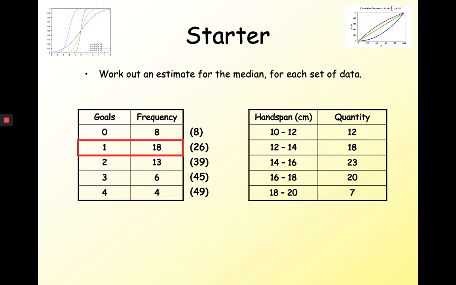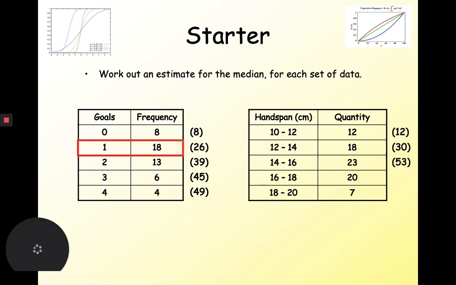So 49 divided by 2 is, well, 50 divided by 2 is 25, and you can see that is in the number of 1 goal section there. Handspan, the quantity, again, we've got that cumulative frequency going along, 12, 30, 53, 73, and 80. We do 80 plus 1 divided by 2, which is 81 divided by 2, which is 40.5, I think. But I can easily see that the 40.5 piece of data will be in that range there, 14 to 16.